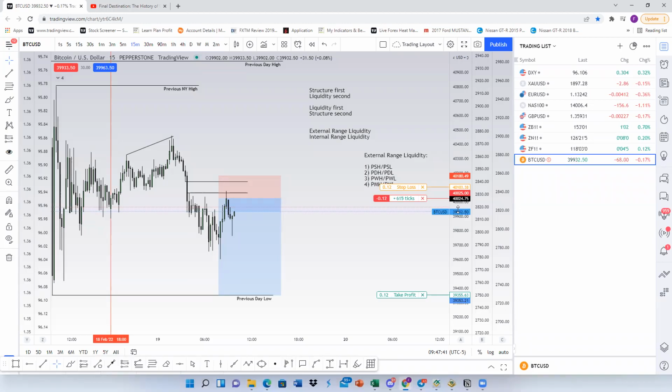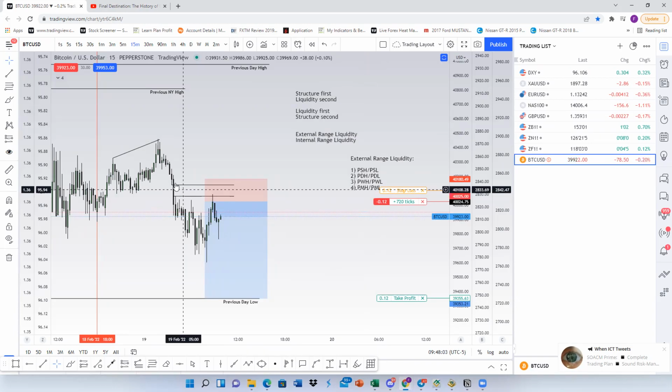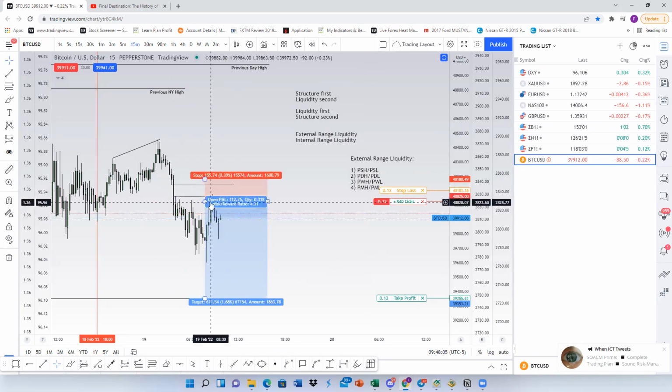So if I were to summarize things, I would say no raid, no trade. Okay, no raid, no trade, no displacement, no trade. All right, so no displacement, no trade. Here displacement, here trade.